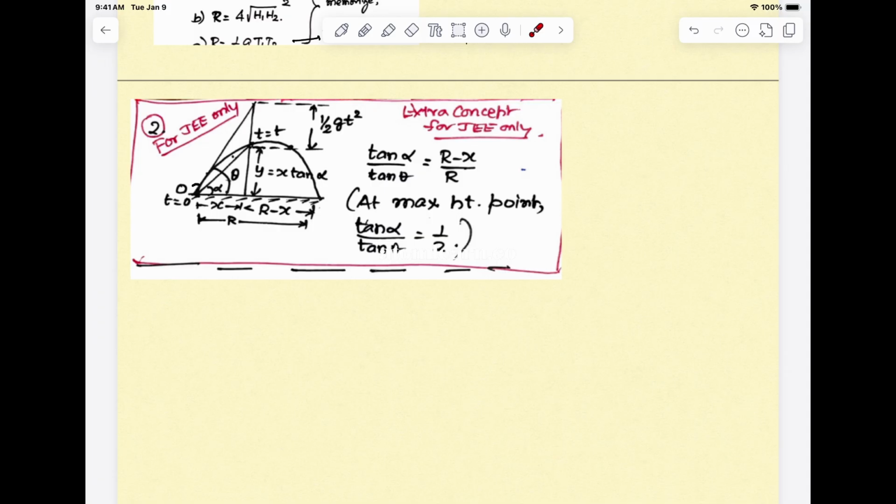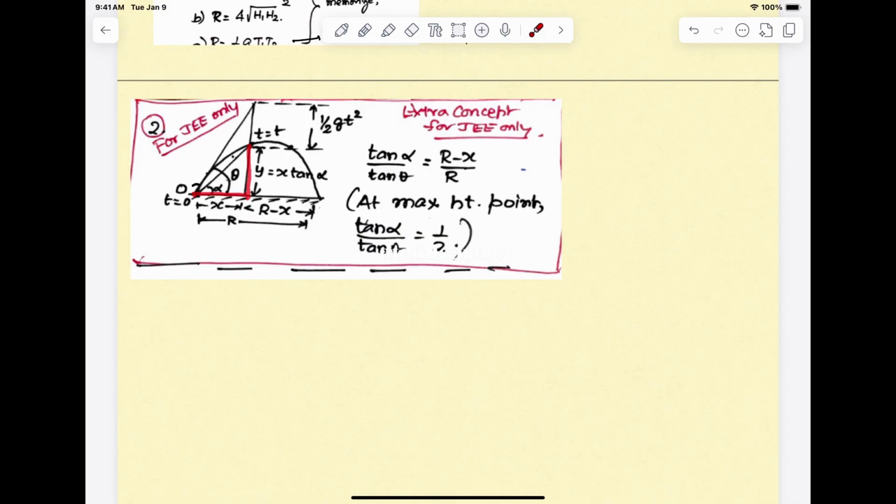Look at this figure. This is the horizontal ground. The projectile is projected with initial angle theta and initial velocity u. This is the curve traced by the projectile. This is the initial time, t equal to 0. Then after some time t, it has reached some point. At time t, the projectile has reached this point, which has coordinates x, y.